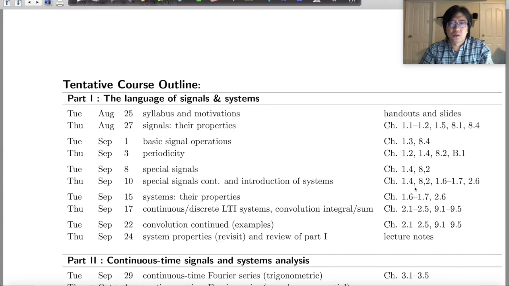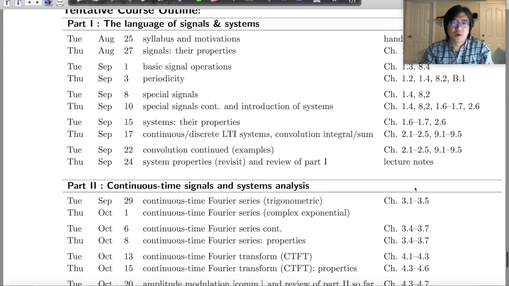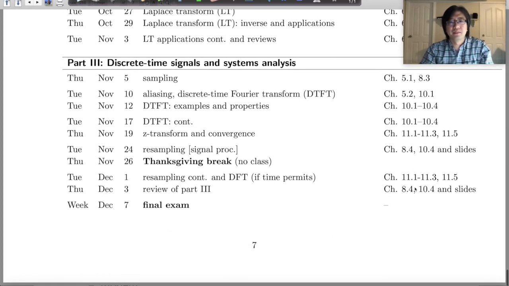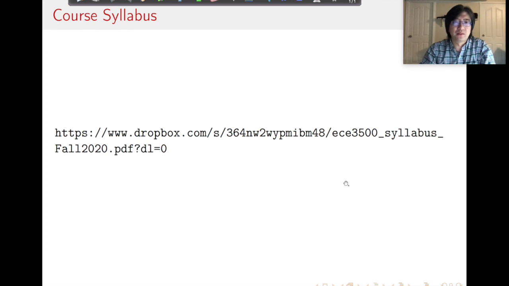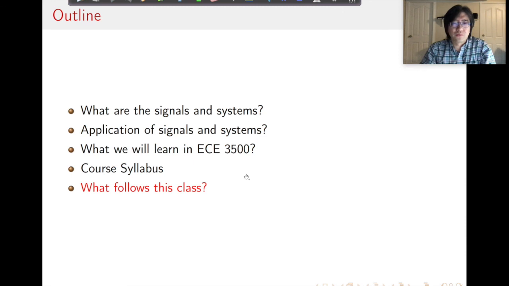So as the course goes by, I'll put the corresponding chapter for both of the books, okay? You'll see all of them, okay? So now let's go back to the last topic of this class, right? The course syllabus, you can find it, of course, on Canvas, and also you can find this in this link, okay? So what follows this class, right?